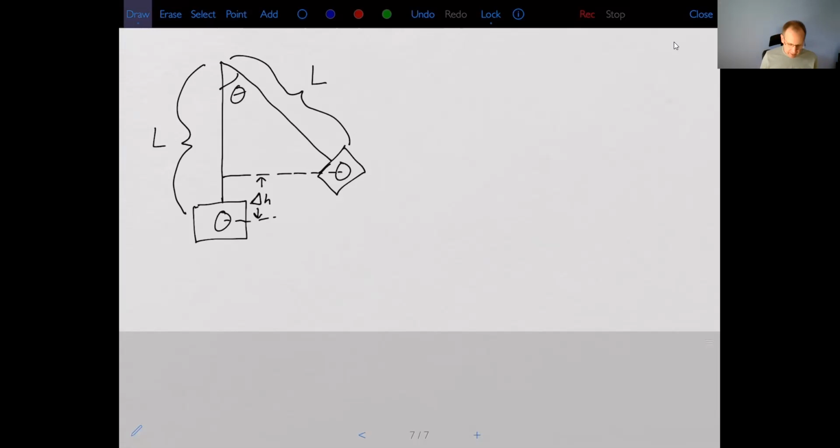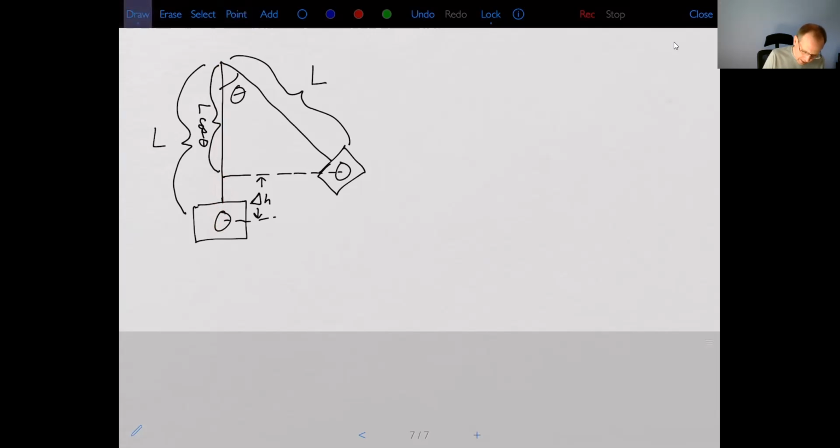Okay, so how do I figure out that? Well, I could figure out this distance, from here to here, because that's got to be L times cosine of theta. I can use my trigonometry. It's adjacent to the angle, and L was the hypotenuse, so it's L cosine theta. So therefore, you can think of this total length from here to here, this L, as consisting of L cosine theta plus delta H.